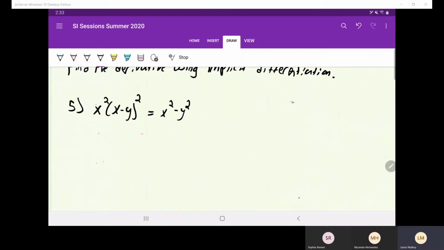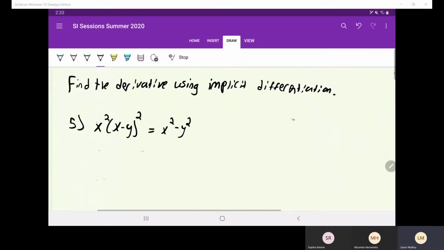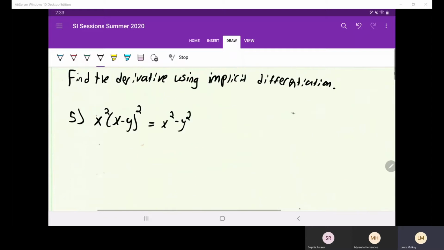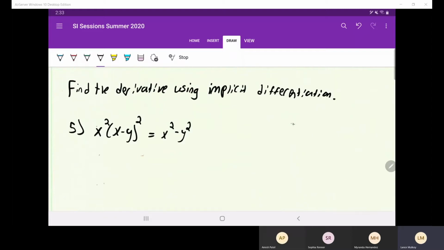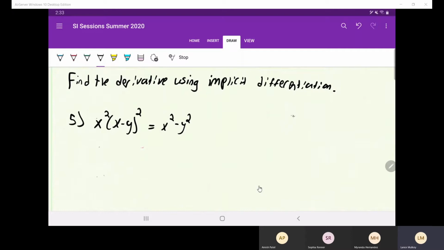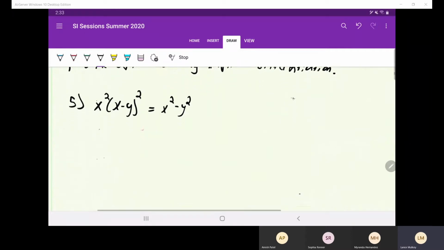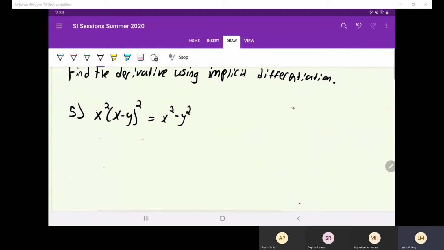All right, so I'm going to start out by going over this one. We're going to find the derivative using implicit differentiation. This is a little bit of a tough problem, so I figured y'all would appreciate going over this and being able to look at something like this. So I'm just going to go over this one without asking too many questions.